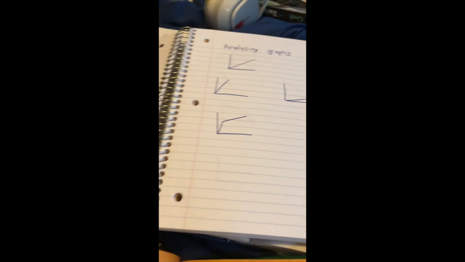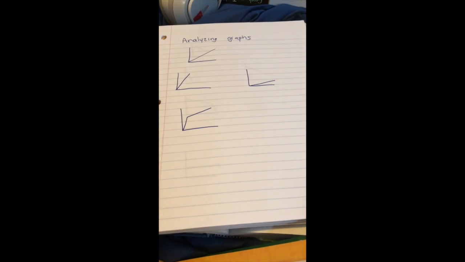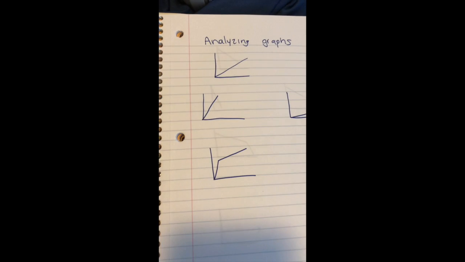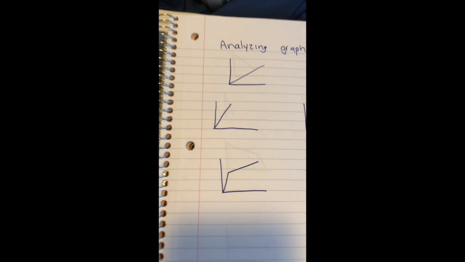So then we're going to talk about analyzing graphs. Analyzing graphs is our final step in talking about functions. We just need to understand what is happening in our graph. So when we have a slope that is going up, we read graphs from left to right. When we have a slope that's going up, this is a positive slope.